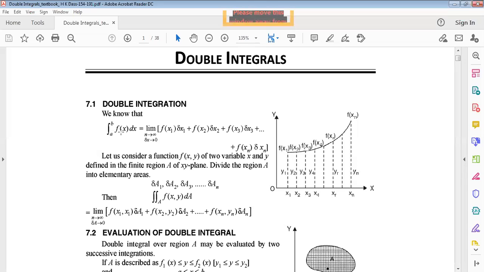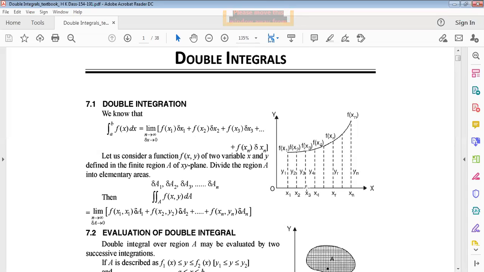Double integration, actually, what should be the definition of this? We know that integration from the limit a to b of f(x) dx, where f(x) is a function of a variable, equals the limit as n tends to infinity and del x tends to 0. Then it can be written as f(x1) del x1 plus f(x2) del x2 plus f(x3) del x3, up to n terms.